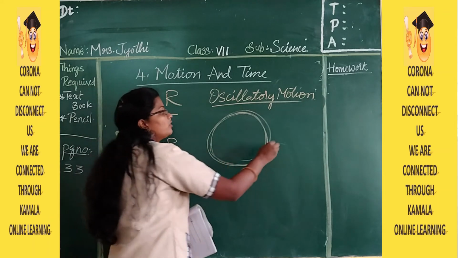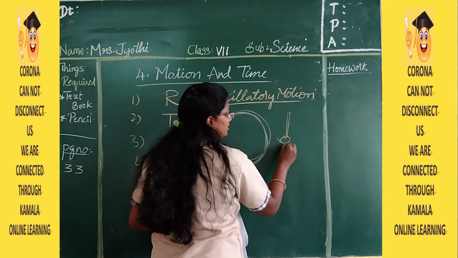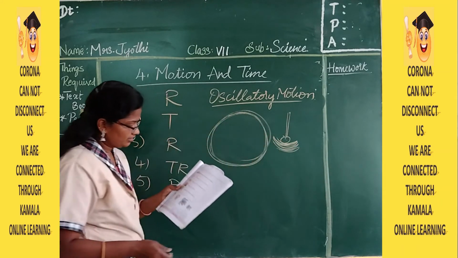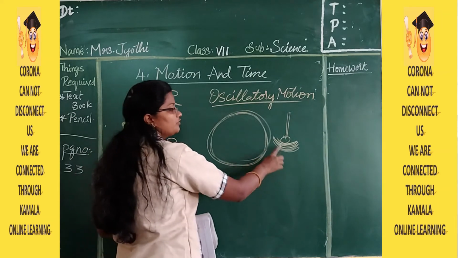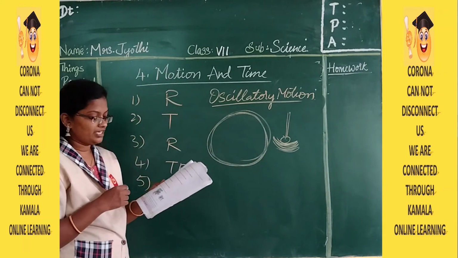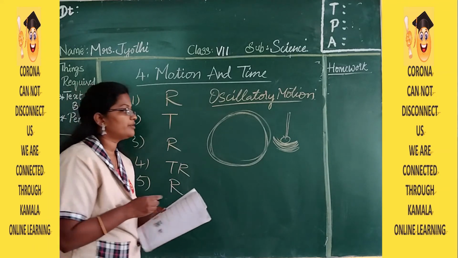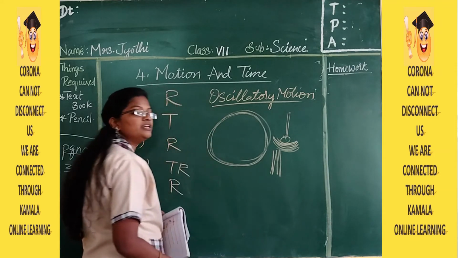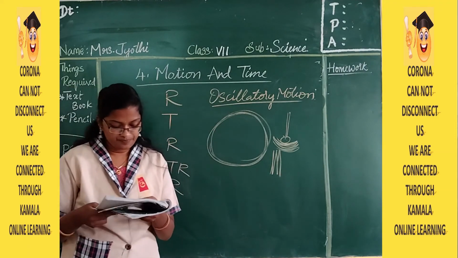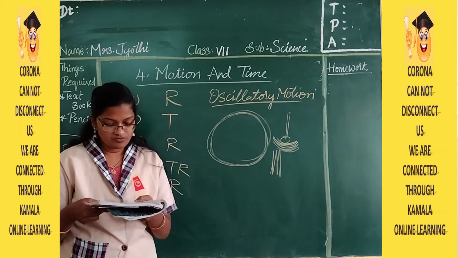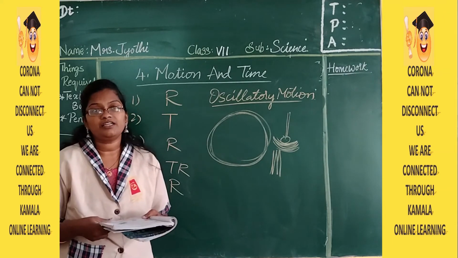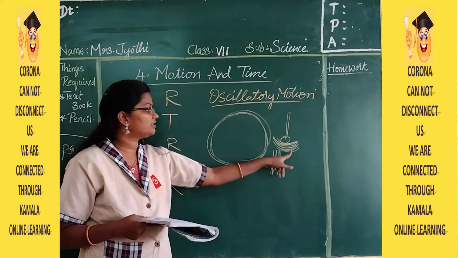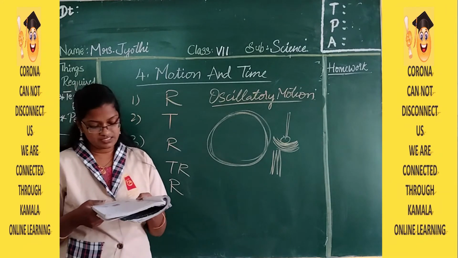Then if you see a pendulum clock, it gives a to and fro movement in this way. A swing also gives a to and fro movement. And the needle of a sieving machine goes up and down, up and down. In this way, the needle is going to move continuously. Are the objects in motion following the same path again and again? Yes. Here they move again and again in the same path. In these cases also, they are moving in the same path.